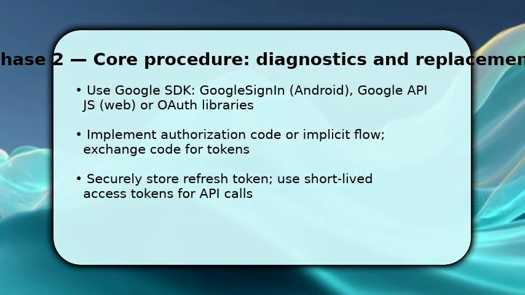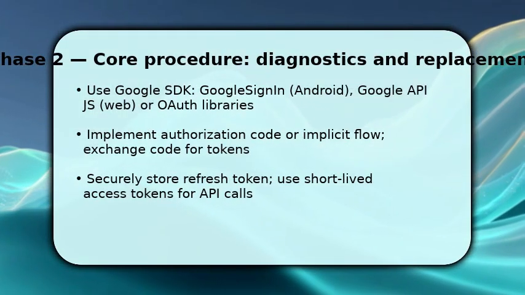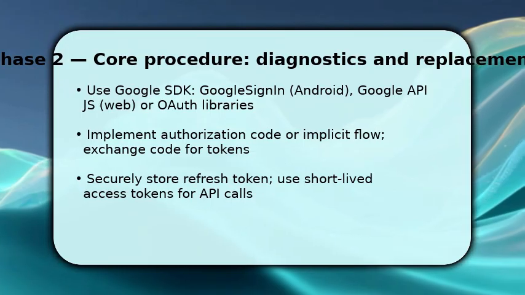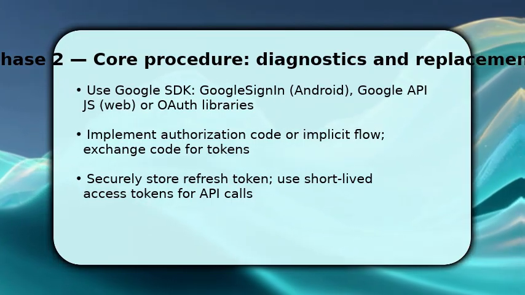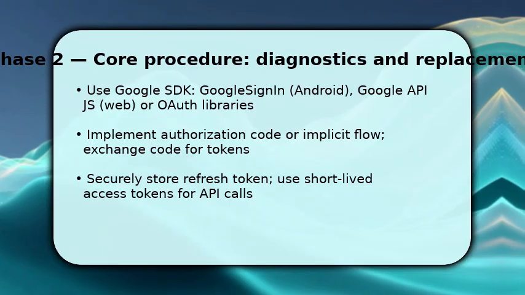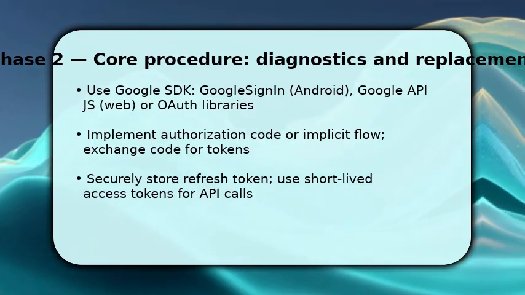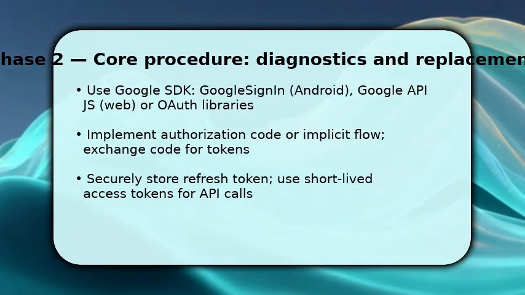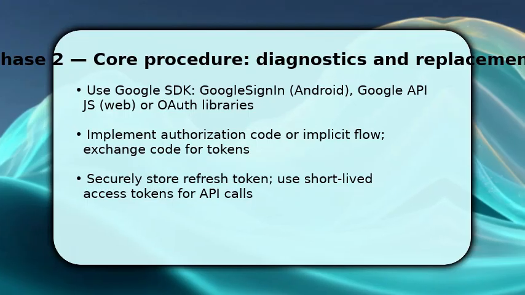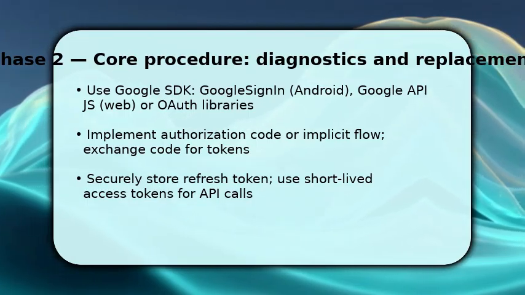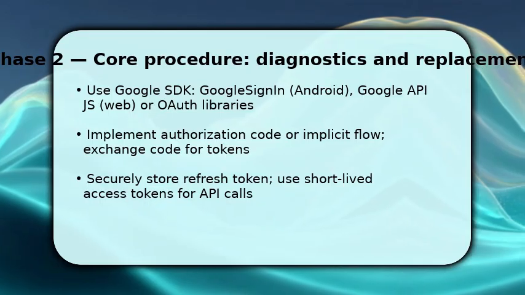You now implement the authentication flow in your app. Pick the official SDK for your platform so you follow Google's security patterns. Then, start the sign-in, trigger Google consent, obtain an authorization code, and exchange it on your backend for an access token and refresh token. Make sure you request only needed scopes to reduce risk.